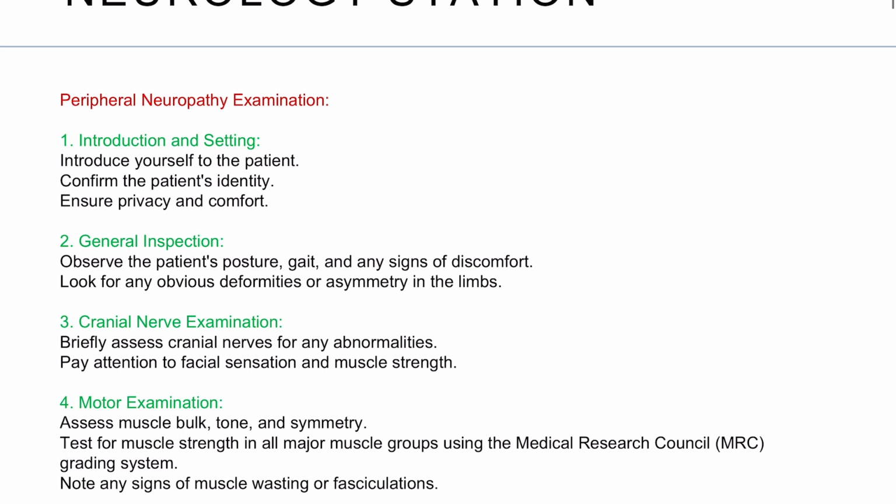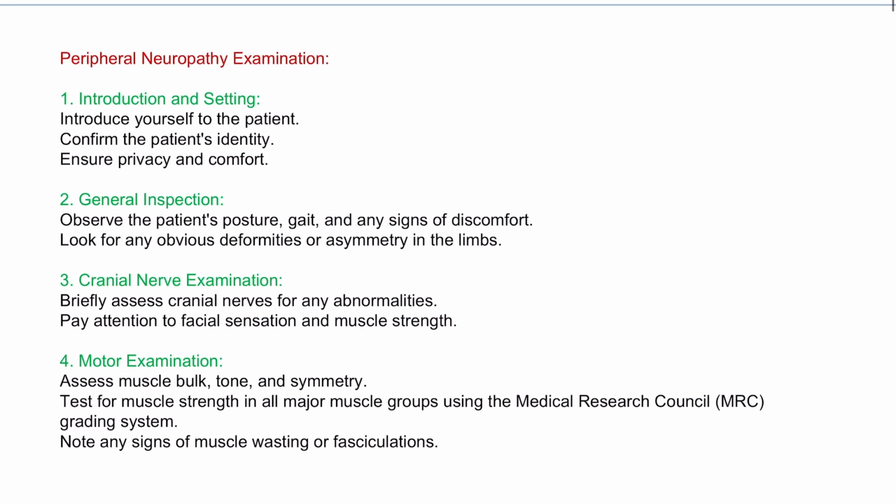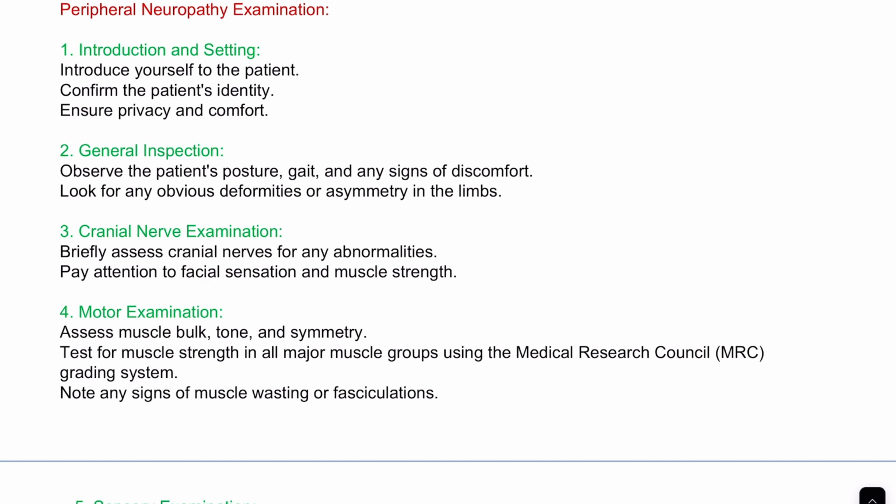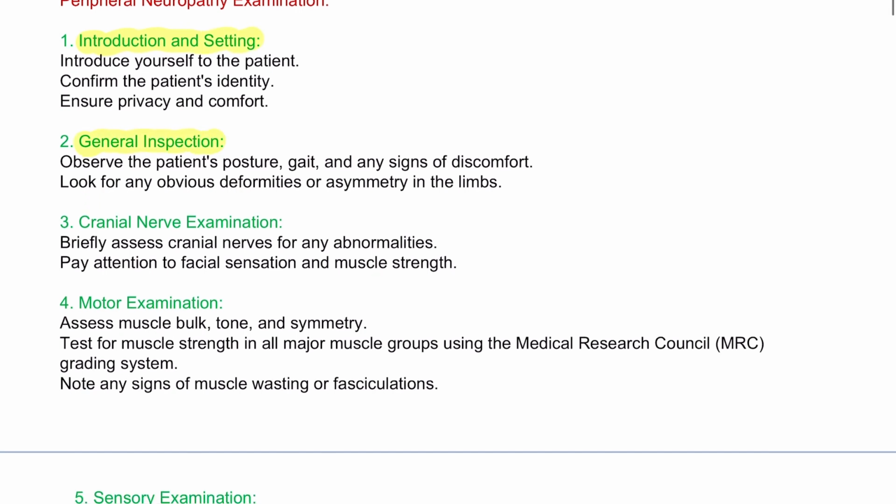So same thing. First of all, we're going to do our introduction and setting. Introduce yourself to the patient, ensure privacy and comfort. Then we move on and do the general inspection. Just observe the patient's posture, gait, and any signs of discomfort, and look for any obvious deformities or asymmetry in the limb. So it's just a general inspection.